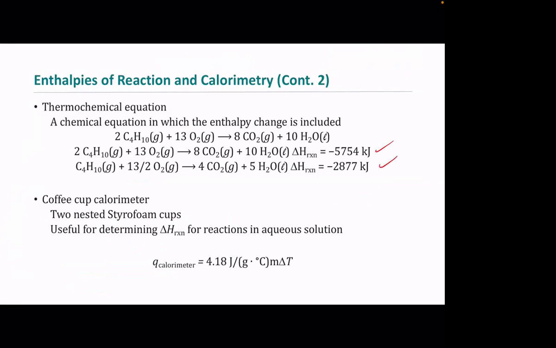And you can see that it's basically 1/2 of the previous reaction, right? And then the enthalpy is 1/2 of it. That's all this is showing, is that this reaction has twice as much material, 2, 13, 8, and 10, versus 1, 13/2, 4, and 5, and then the enthalpy value is 1/2.